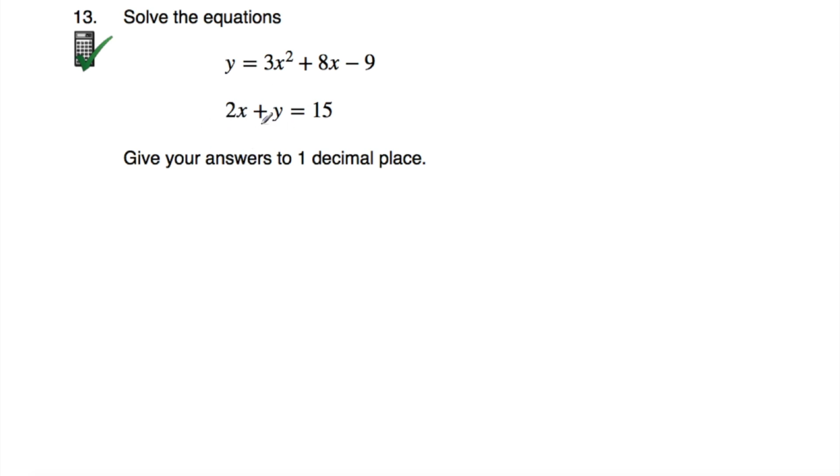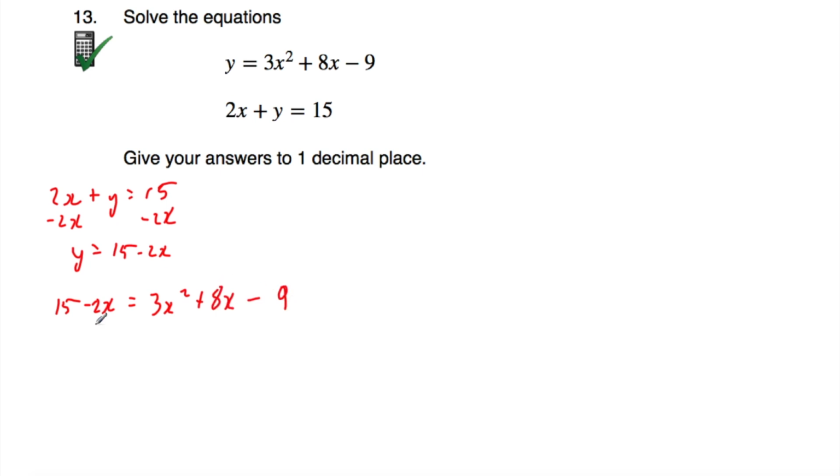Okay, so let's start off by making y the subject of this linear. So here we've got 2x plus y equals 15. If we take away 2x from both sides, on the left hand side we'll have y, and on the right hand side we're going to have 15 take away 2x. So we've made y the subject of the linear. Now let's substitute that into the nonlinear, or this quadratic. So instead of y, we've got 15 minus 2x. So it's going to be 15 minus 2x equals, and then we've got 3x squared plus 8x minus 9. So we've replaced the y in the nonlinear with our 15 minus 2x.